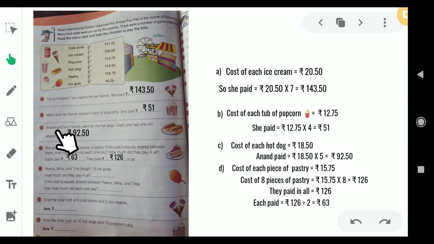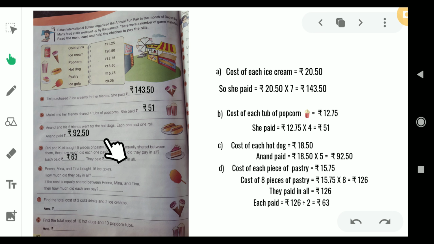Next question is, Anand and his 5 friends went for the hot dogs and each one had one roll. How much money did Anand pay? That we need to find out here. See, the cost of each hot dog is how much? Just look at the rate board. The cost of each hot dog is 18 rupees 50 paise, and Anand has paid.